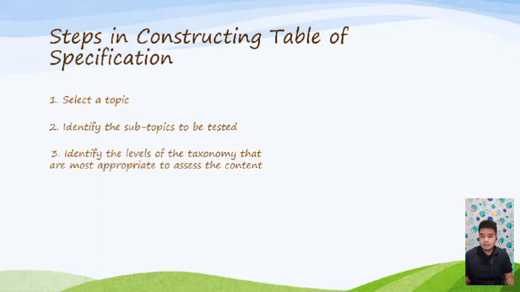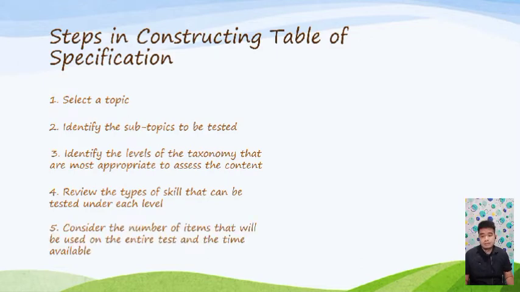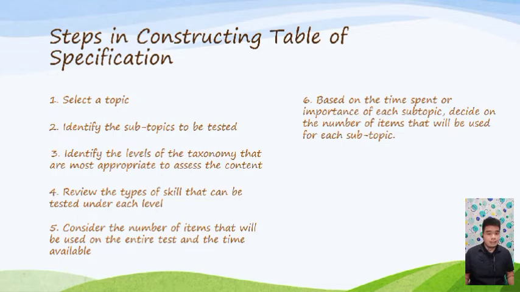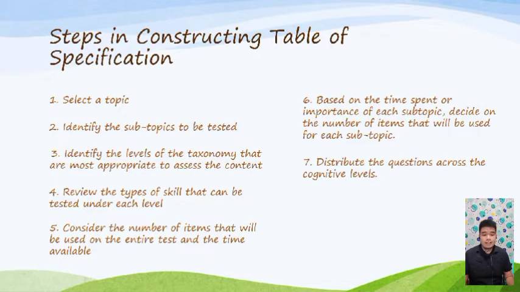Next, identify the levels of taxonomy that are most appropriate to assess the content. Next, review the types of skills that can be tested under each level. Next, consider the number of items that will be used on the entire test and the time available. Step 6, based on the time spent or importance of each topic, decide on the number of items that will be used for each subtopic. Step 7, distribute the questions across the cognitive levels. Later on, I will teach you how to construct table of specification.